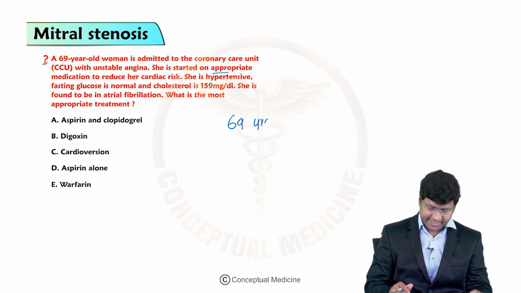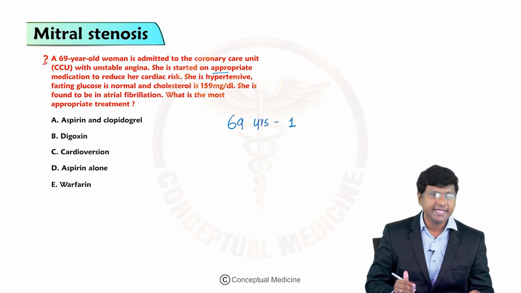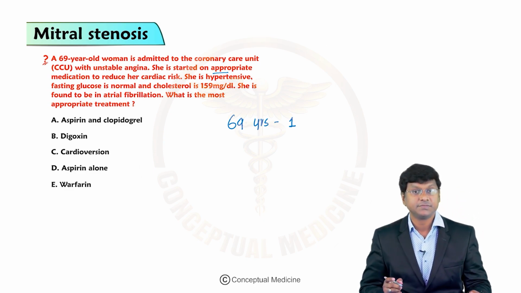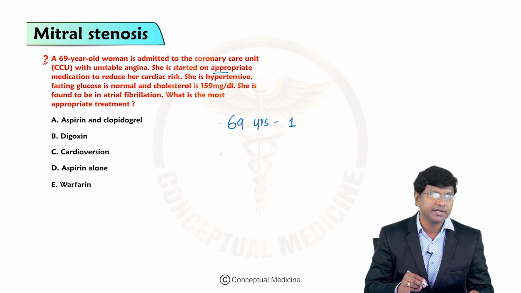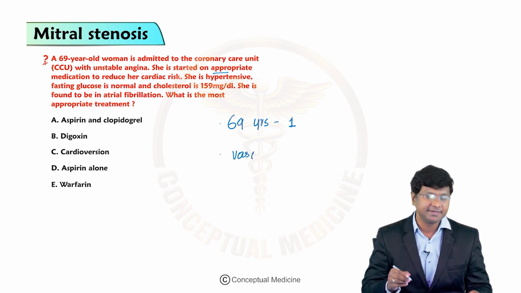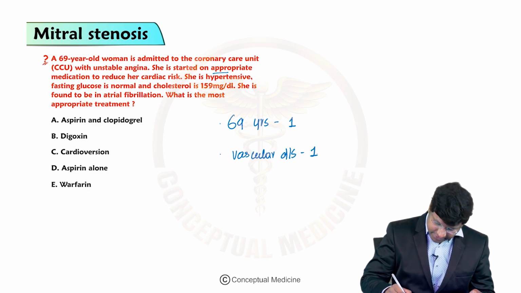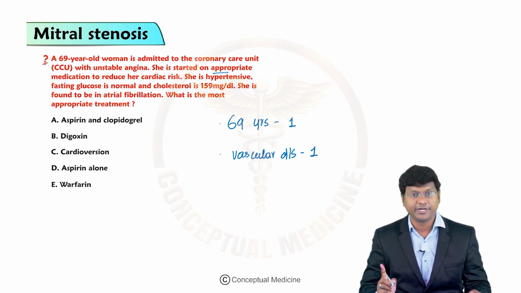See, this is the clinical scenario. What is the age of the individual? Age of the individual is 69 years, right? We will give a score of 1, right? And is admitted to coronary care unit with unstable angina. That means the individual is having a vascular disease, okay? Right? The individual is having a vascular disease. So, right? One more point.